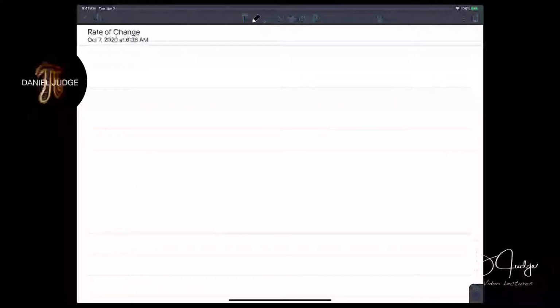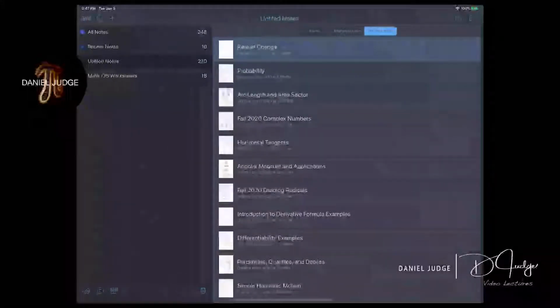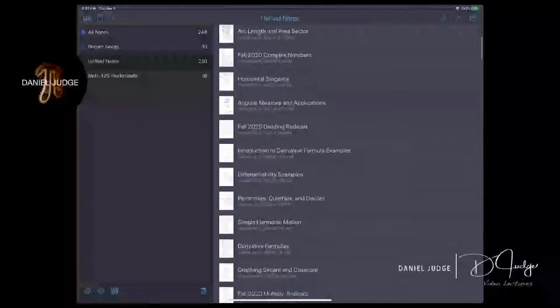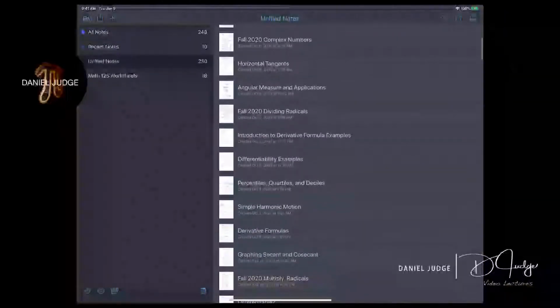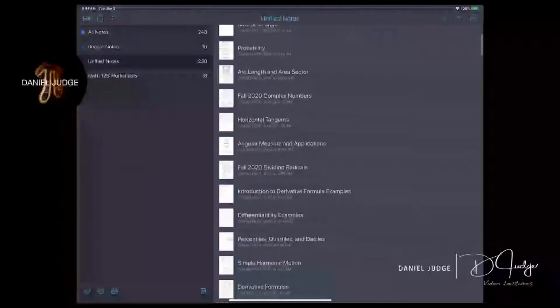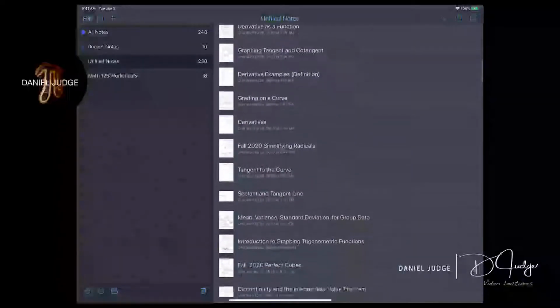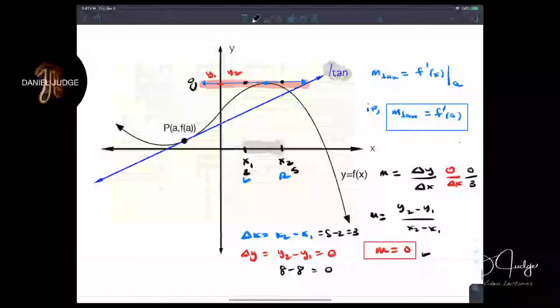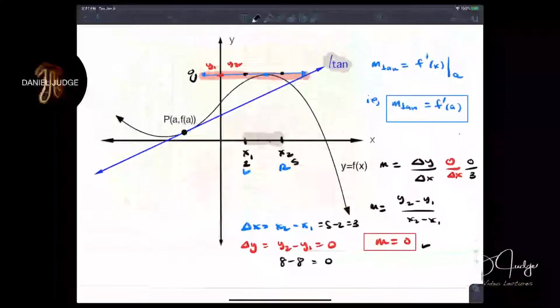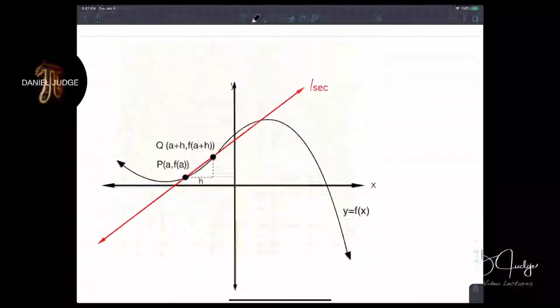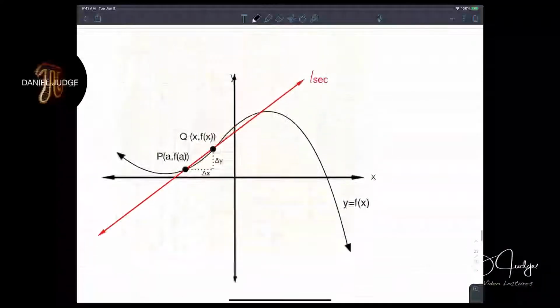Take a look here. We're going to get started on what we started to talk about, which was rate of change. What I'll do here is go back to that secant line. So we're going to find that secant line, ladies and gentlemen. Where's our secant line? Secant and tangent line. Here we go. So we'll find one of these clean sheets here.